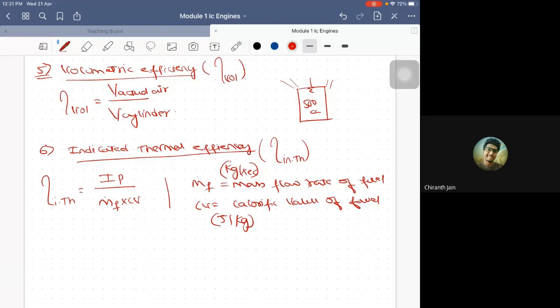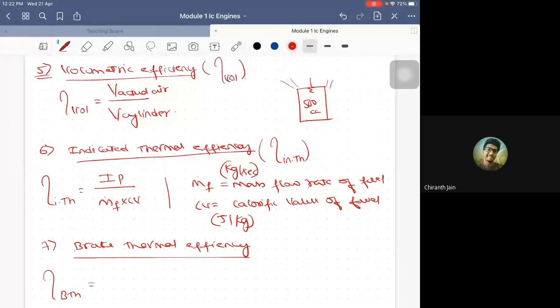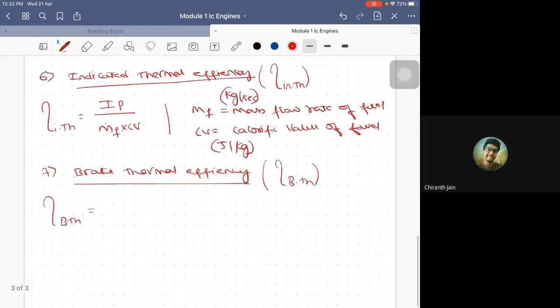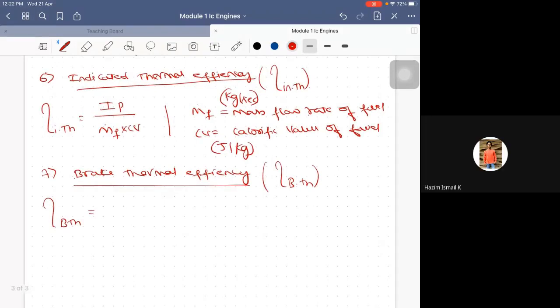Similarly, you have brake thermal efficiency. What do you mean by brake thermal efficiency? Any guess? BP, sir. BP divided, correct. So it would be brake power BP divided by MF dot into CV. Again, MF dot is the mass flow rate of the fuel and CV is the calorific value of the fuel.